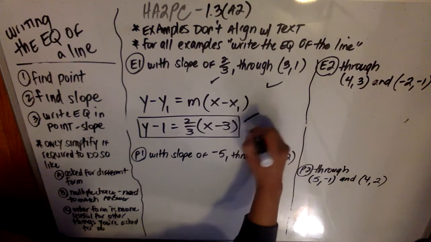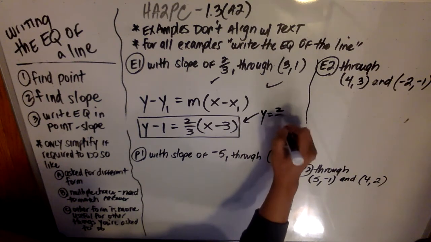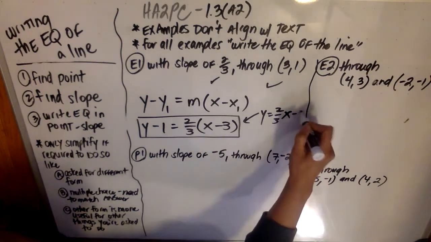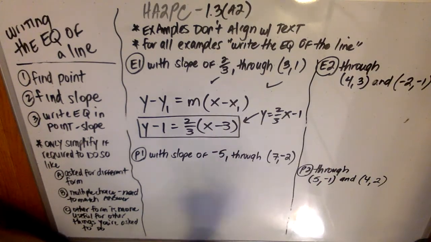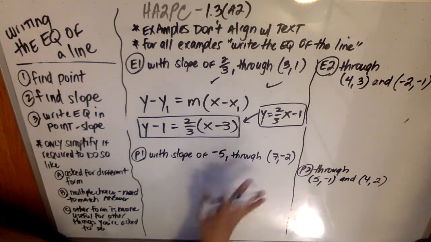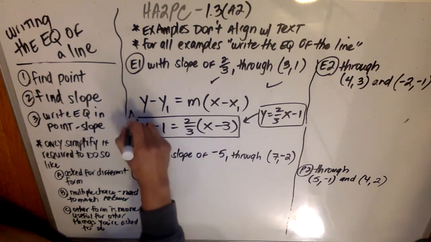So this is the same answer as y equals 2/3 x minus 2, and yeah, the 1, so minus 1, right? And that's absolutely the exact same answer, and it's fine. But you risk making a mistake if you do that. I would suggest you leave it as this answer.